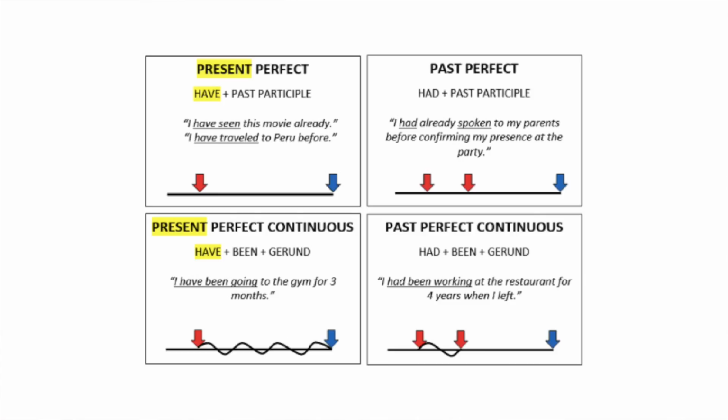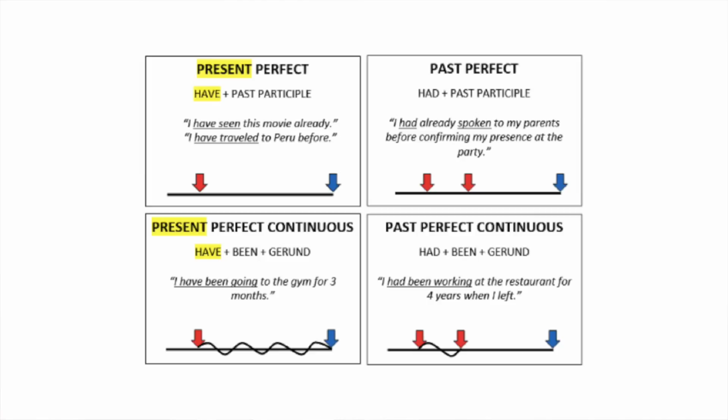I have prepared a chart that has helped many of my students comprehend these four verb tenses before. Hopefully it will help you too. Before we get into how to use them, I want you to observe each tense's formula or composition. They all begin with the verb to have, right?